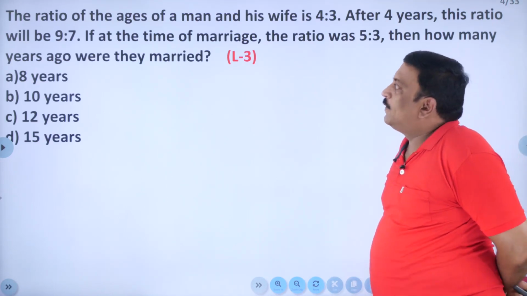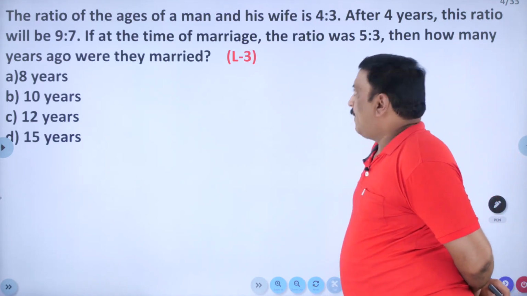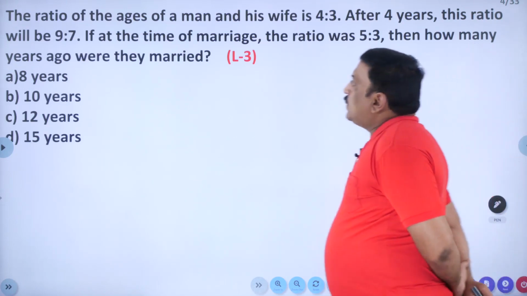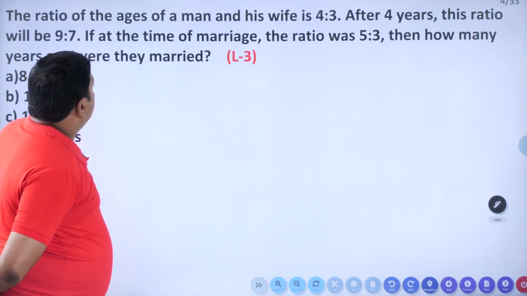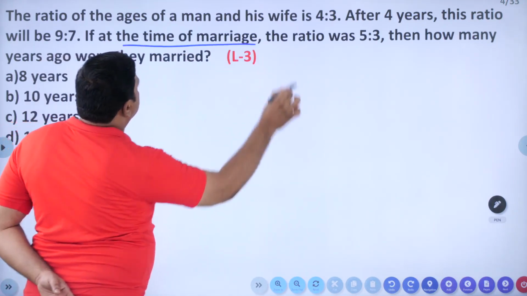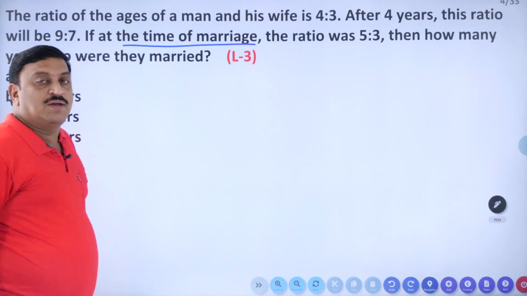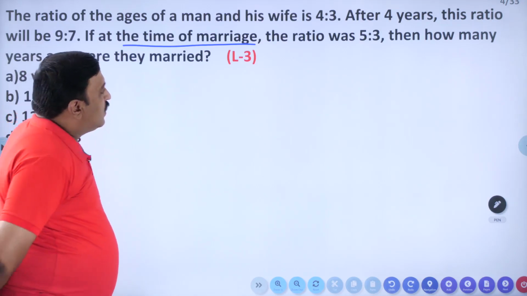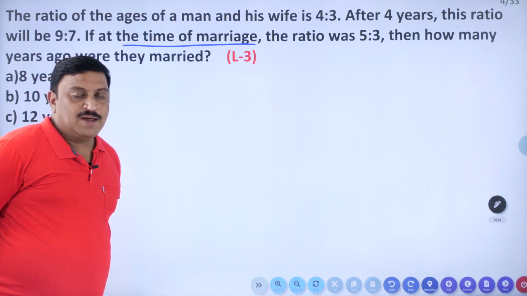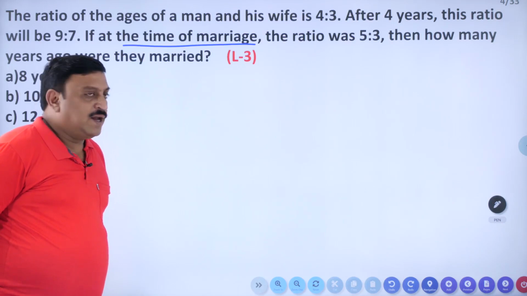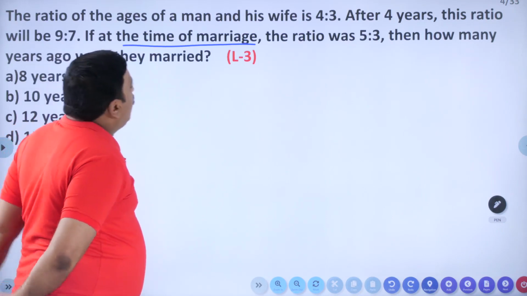Now, see this. The ratio of the ages of a man and his wife is 4:3. Fine. After 4 years, this ratio will be 9:7. Okay. If at the time of marriage the ratio was 5:3, that is also a ratio given. Then how many years ago were they married? Their marriage, how many years ago did they marry? That is their problem. It's not our problem, no? Right? Okay, then let us see how it is.